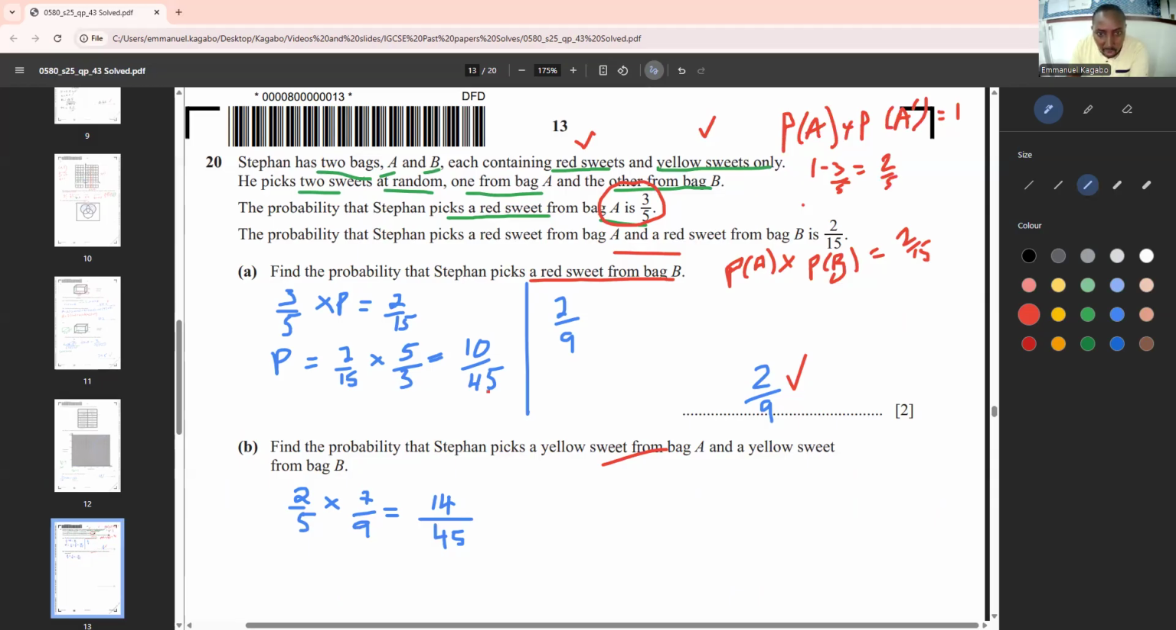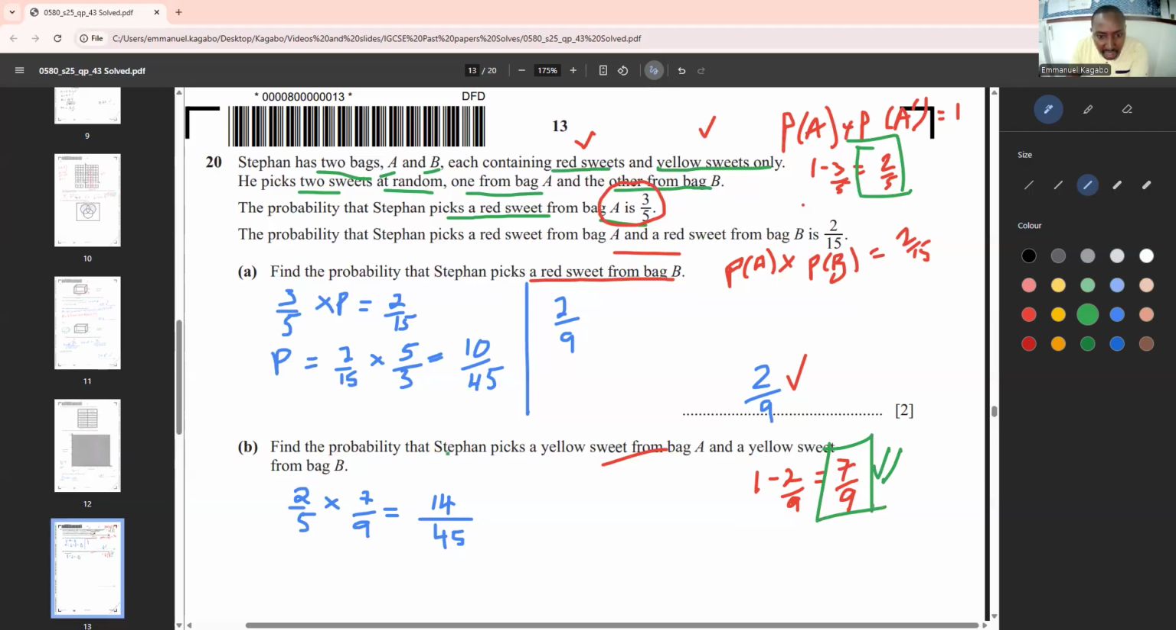Now, if probability of picking a red sweet from bag B is that, what about the yellow in that one? Will be 1 minus 2 over 9, which is 7 over 9. So I've got the probabilities of yellow sweets in both bag A and bag B. For bag B is this, yellow sweets in bag B. The yellow sweets in bag A is this one, okay? Let me highlight them.